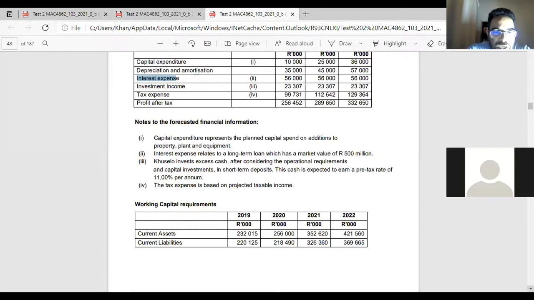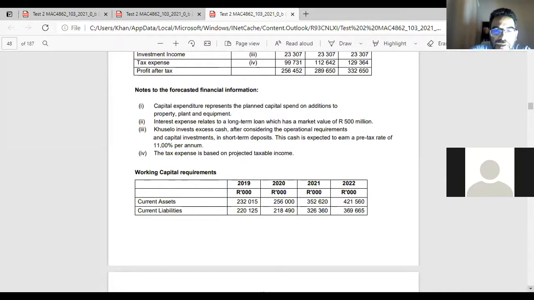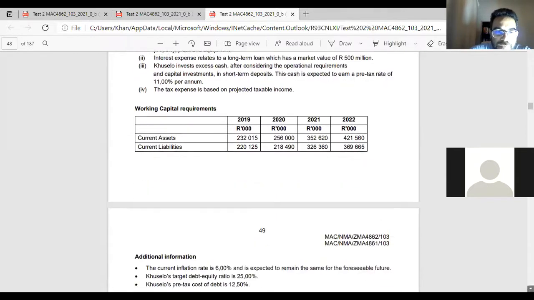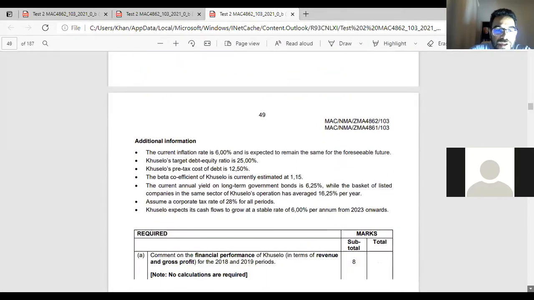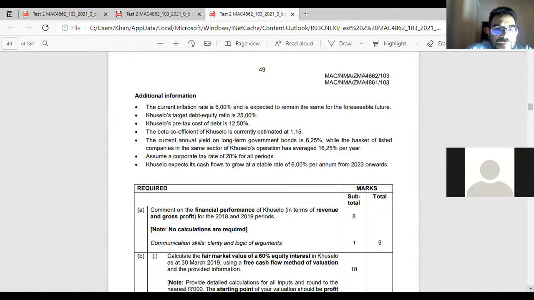The tax expense is based on projected taxable income. Then they have working capital. We will deal with that just now. Then we have additional information. The current inflation rate is 6% and is expected to remain the same for the foreseeable future. Kuselo's target debt equity ratio is 25%. Kuselo's pre-tax cost of debt is 12.5%.